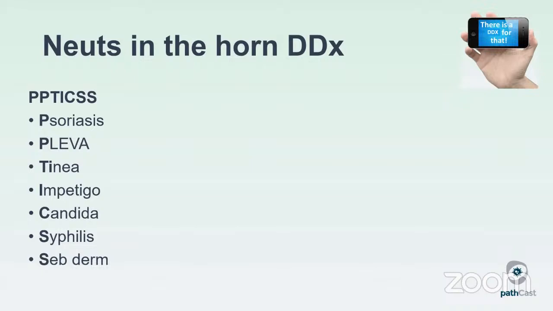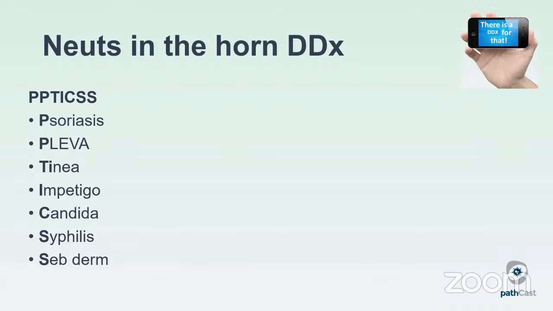Newts in the horn differential is another really important one that I run through every day in my mind. I know this by heart, inside and out. So PPTICS, I learned it as PTICS, but I've since added pleva to the PTICS that I originally learned because pleva characteristically has newts in the horn as well, as a really helpful clue. So I run through this all the time: psoriasis, pleva, tinea, impetigo, candida, syphilis, sebderm.